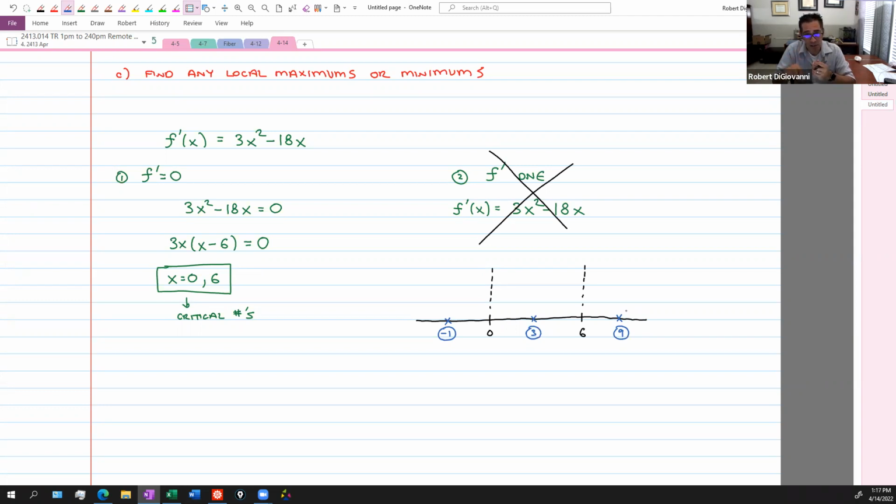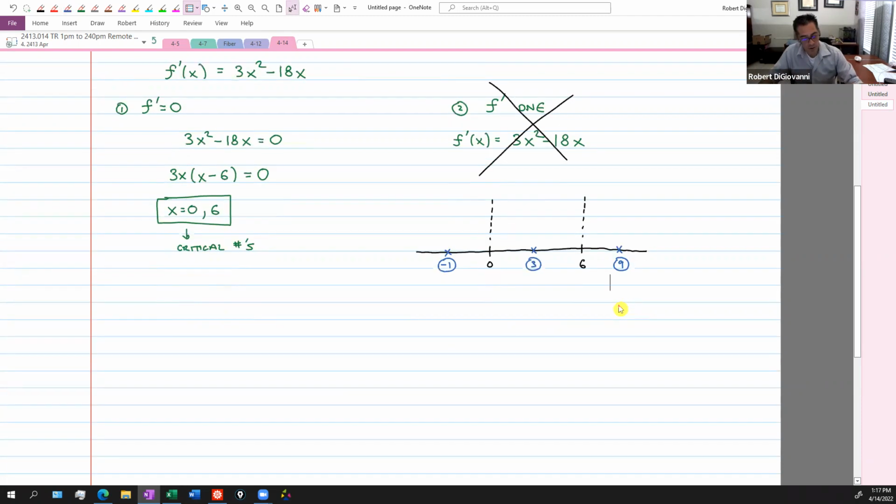So I'm going to take those test points and I'm going to plug them into the derivative. So I'm now going to test f prime. Okay, I'm going to test f prime to see what it's doing. So that means I want to know what's happening. What's f prime of -1? What's f prime of 3? And what's f prime of 9?